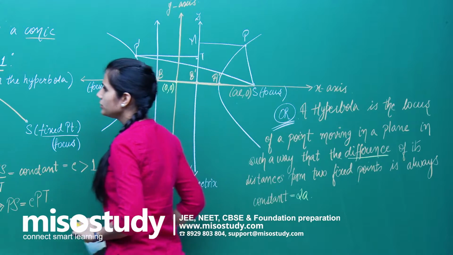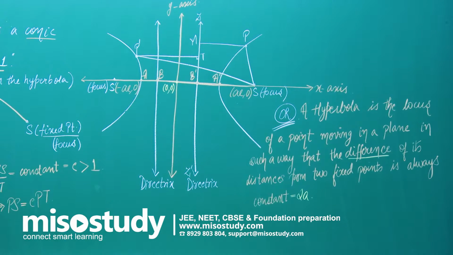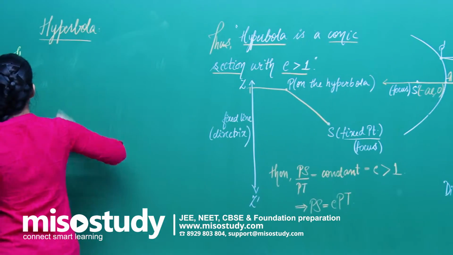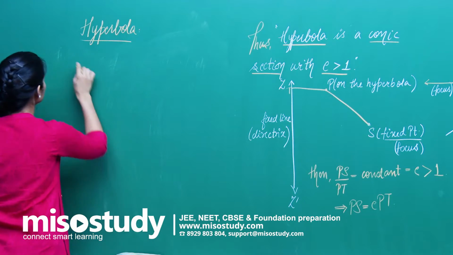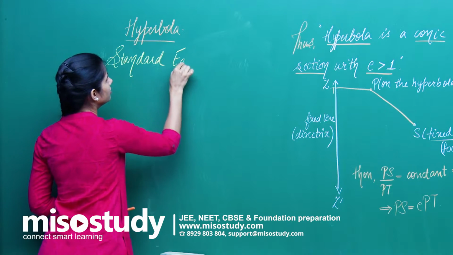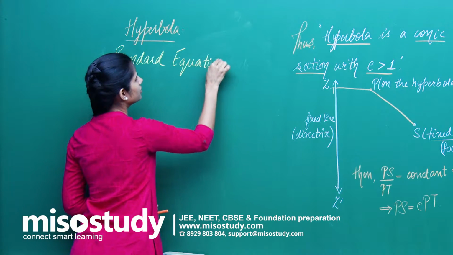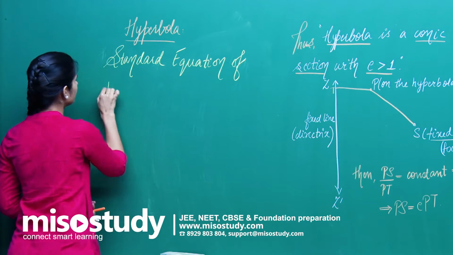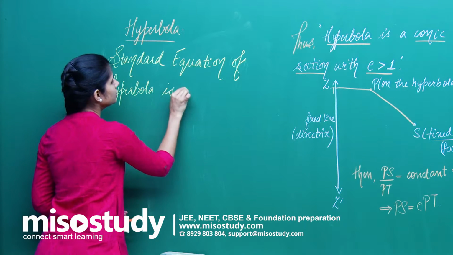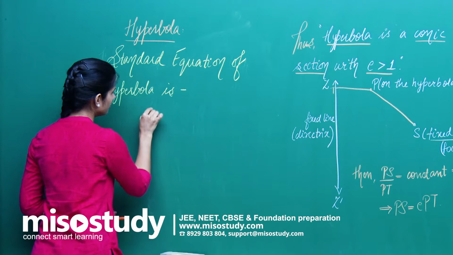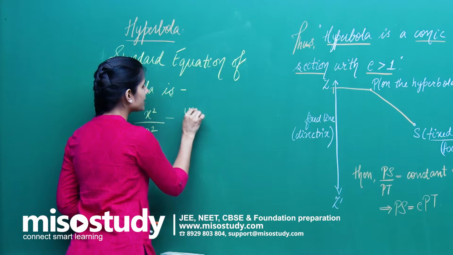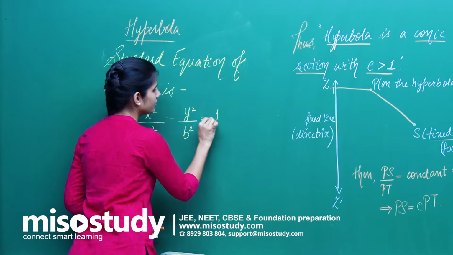Let me directly tell you, because the proof is exactly the same and we've done it in the case of ellipse. The standard equation of hyperbola comes out to be x square by a square minus y square by b square equals 1.